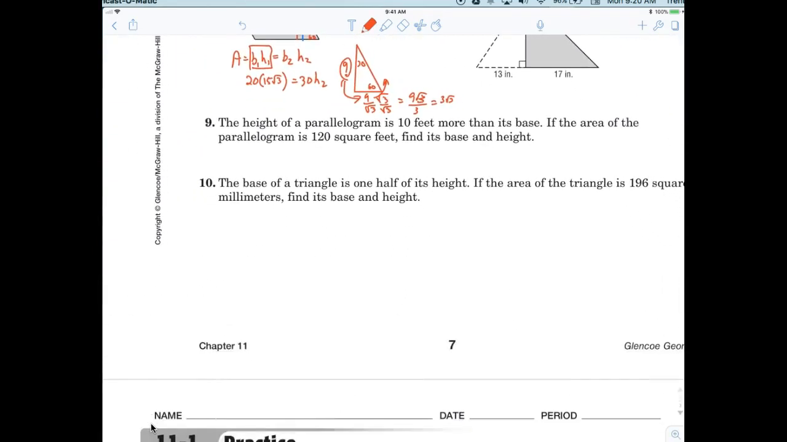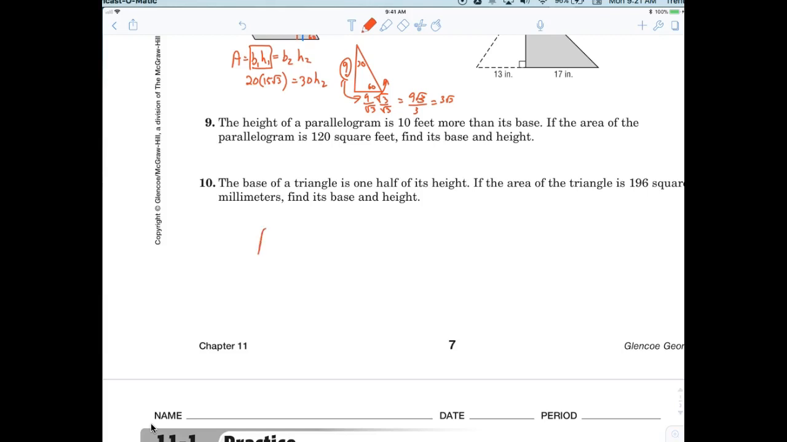All right, the height of a parallelogram is 10 feet more than its base. If the area of the parallelogram is 120, find the base and height. So again, all I'm saying is this is just a good review of your algebra. And your algebra test will be coming up soon enough. All right, we're going to be taking standardized tests. You have to know how to do this.